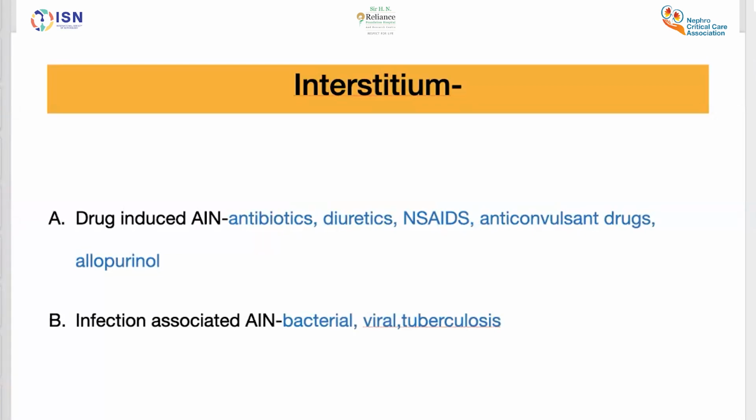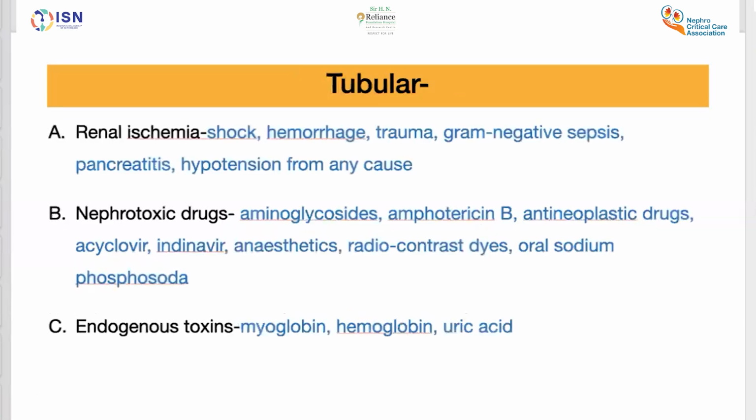There are some interstitium diseases which cause intrinsic acute kidney injury, such as drug-induced or infection-associated acute interstitial nephritis. Drug-induced acute kidney injury may be caused by various antibiotics, diuretics, NSAIDs, anticonvulsant drugs, or allopurinol. Infection may also lead to acute interstitial nephritis, like bacterial infections, viral infections, or tuberculosis.